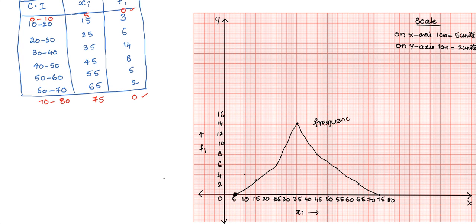This we take as the frequency polygon. A polygon means a closed figure. That's why we took these 2 points on the x-axis, so with the x-axis it forms one polygon.